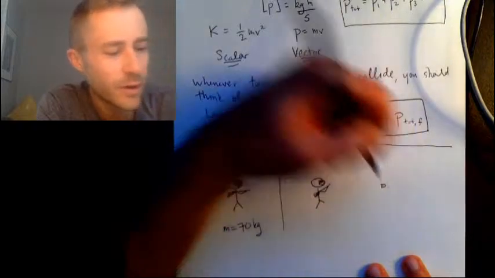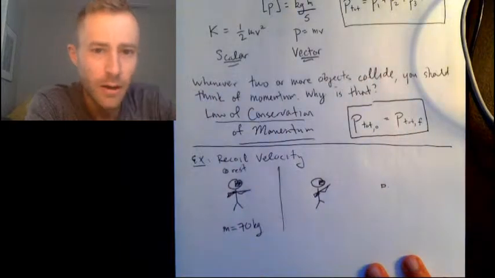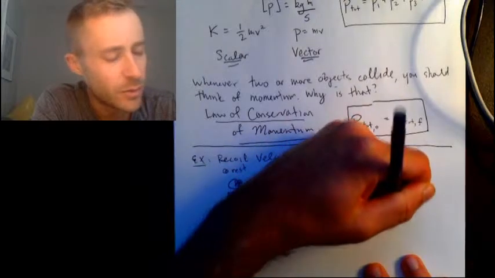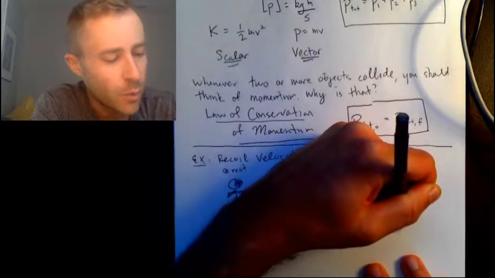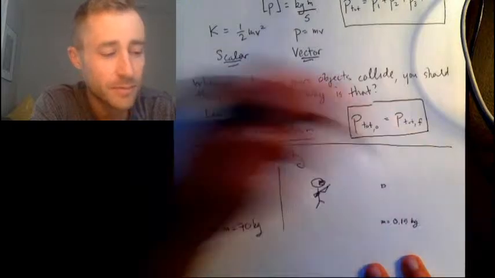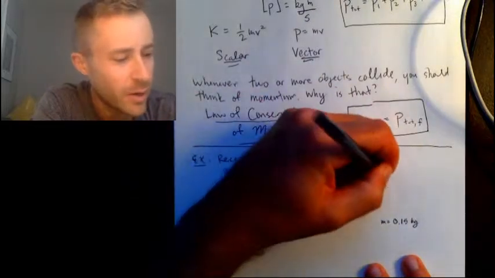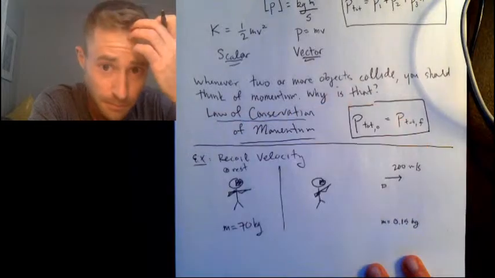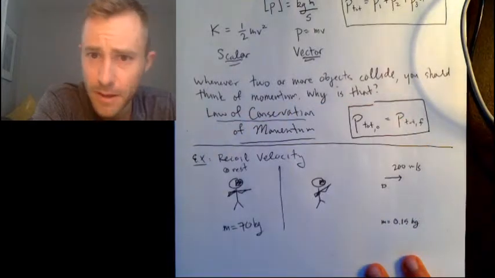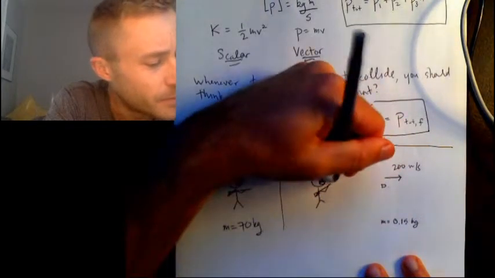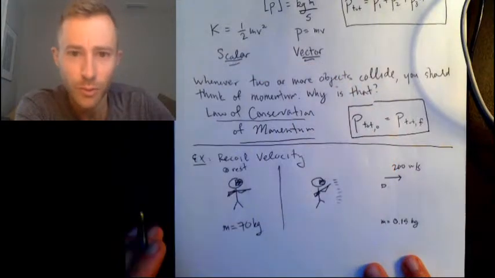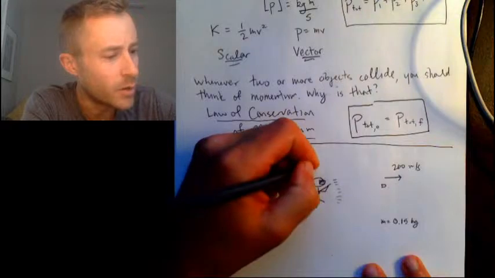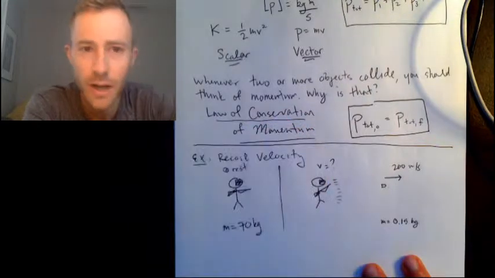Okay, so here's the bullet. The bullet has a mass of 0.15 kilograms, and it is headed this way at 200 meters per second. Okay. And so the astronaut is going to recoil. Okay. And we want to know what is the recoil velocity of the astronaut.